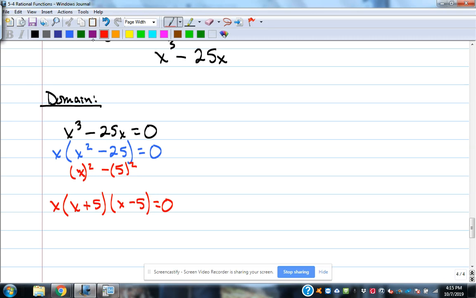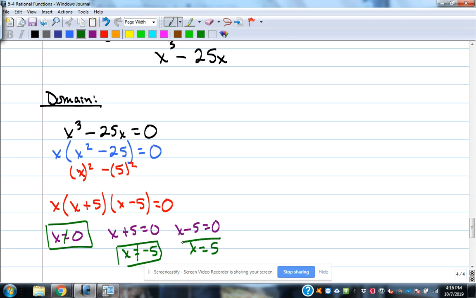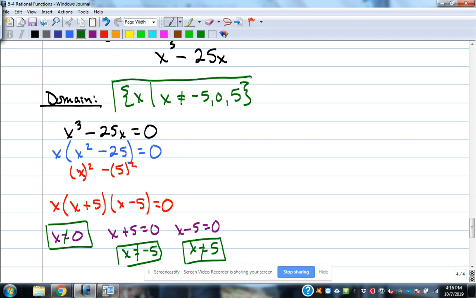And then that's going to make it easy to solve for the domain. We just set them equal to 0. x is 0. x plus 5 is 0. x minus 5 equals 0. And you solve those, and you get x equals -5, x equals +5, and then x equals 0. These are the things that x cannot be. Okay? So the domain for this one, x such that x does not equal -5, 0, or +5. You always find your domain before you simplify.